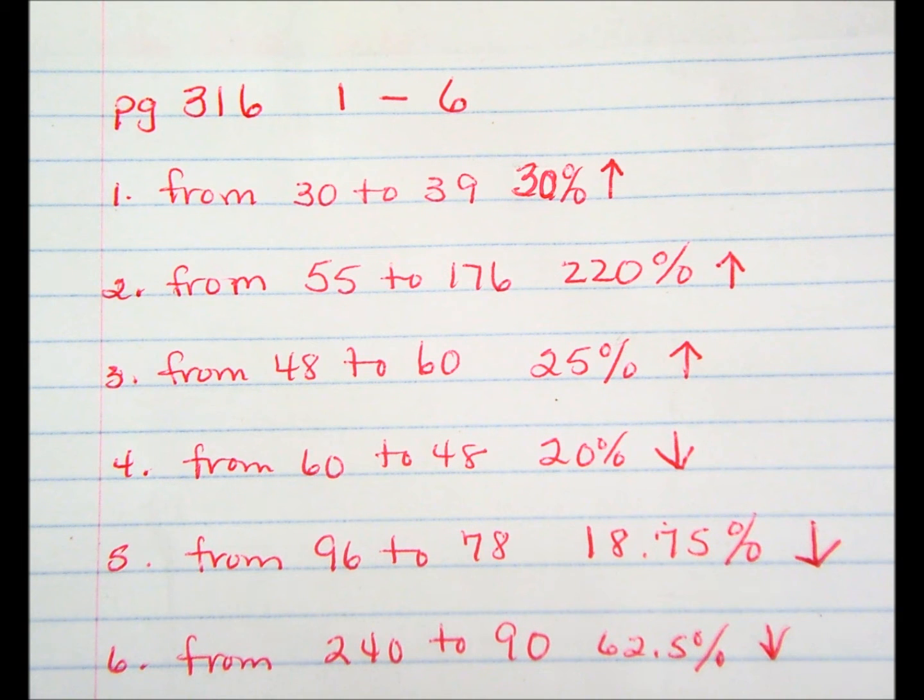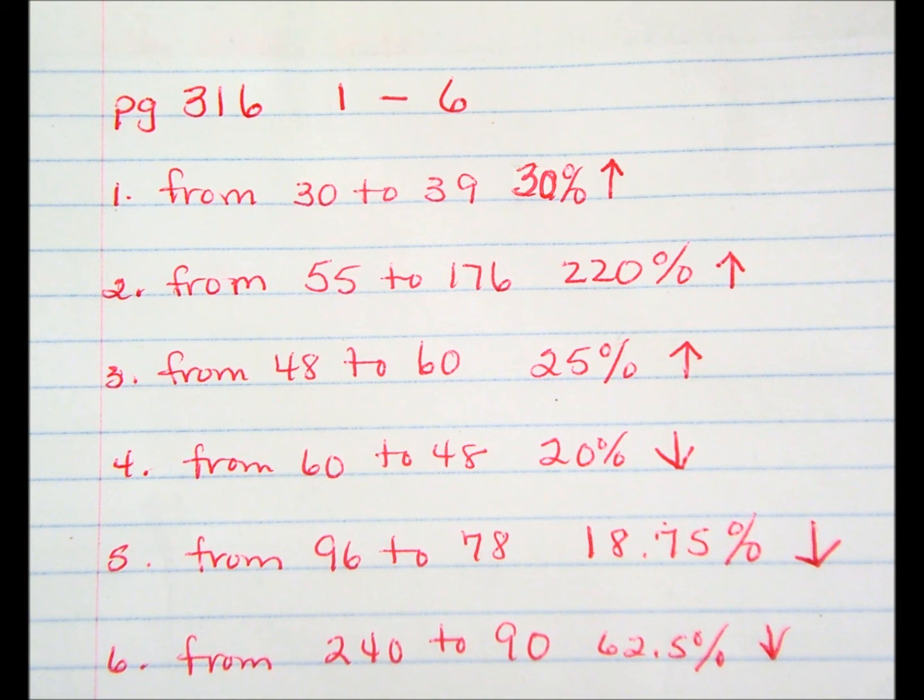In number 3, you went from 48 to 60. So you would have divided 12 by 48 to find out that you had a 25% increase. And in number 4, you went the opposite way from 60 to 48, and so you would have divided 12 by 60 to find out that you had a 20% decrease.